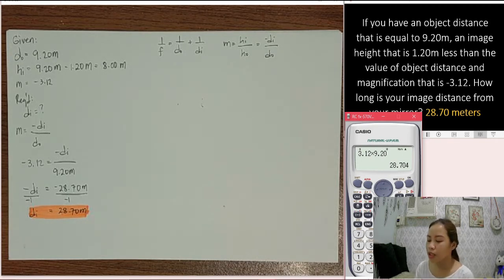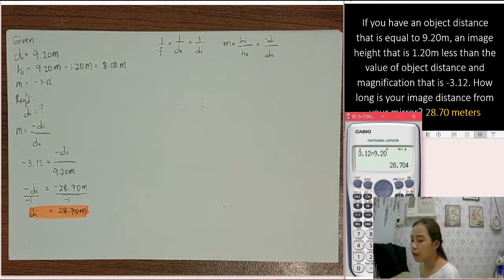Okay. Now, Miss, I have a concern. I want to plot the light rays in the ray diagram, but I don't know what mirror is being used. So what do I do? Remember, you need to determine the value of f to know which mirror is being used. If you don't have the value of f, and you need to plot the other light rays in the ray diagram, then the best thing to do is to solve for f.